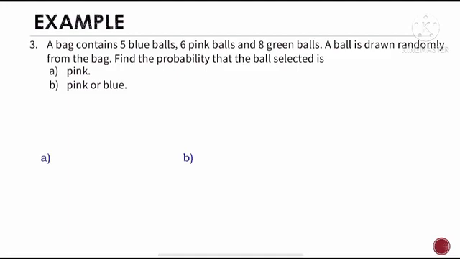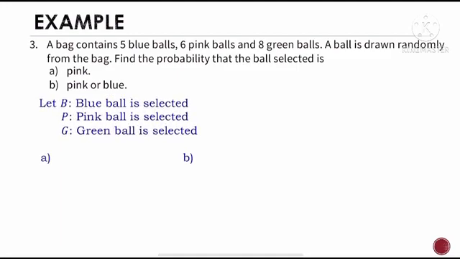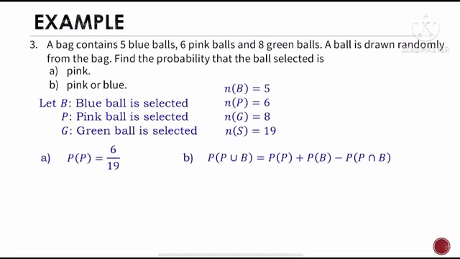Example 3: a bag contains 5 blue balls, 6 pink balls, and 8 green balls. A ball is drawn randomly from the bag. Define the events first. Let B be the event that a blue ball is selected, P be the event that a pink ball is selected, and G be the event that a green ball is selected. From the question, we know that the number of blue balls is 5, pink balls is 6, and green balls is 8. The total number of balls inside the bag is 19. The probability of selecting a pink ball is 6 over 19, because there are 6 possible pink balls to be selected out of 19 balls. The probability of selecting a pink or blue ball is the union of pink and blue, which equals the sum of the probabilities of pink and blue balls only. There is no intersection of pink and blue balls. That's why P(P intersect B) is 0.